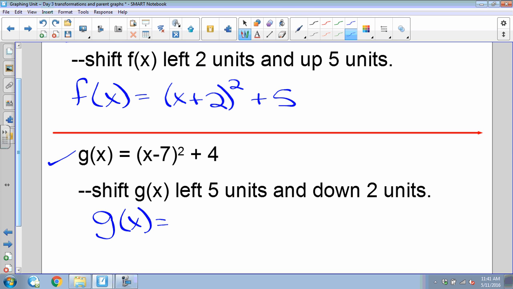If I'm shifting it left 5 units, I have to add 5, because it's the opposite of what's in here. Right? So you have to add 5, and you end up with x minus 2 squared. And if I'm shifting it down 2 units, what happens to this? You subtract 2, right? So that's just plus 2.